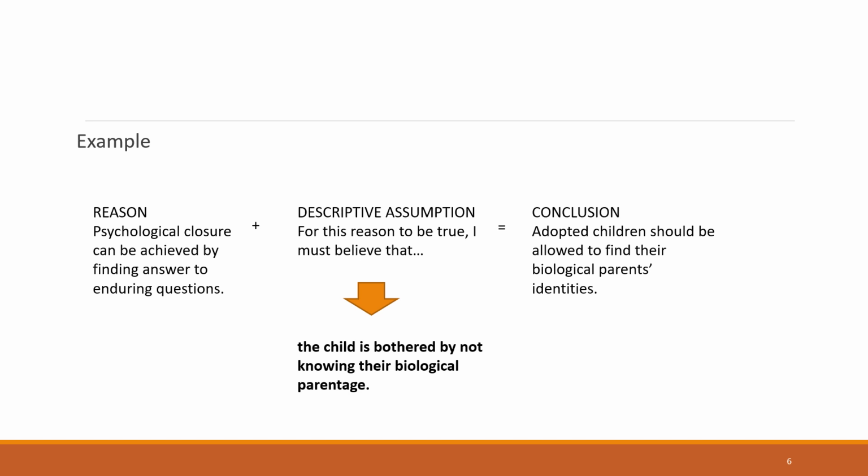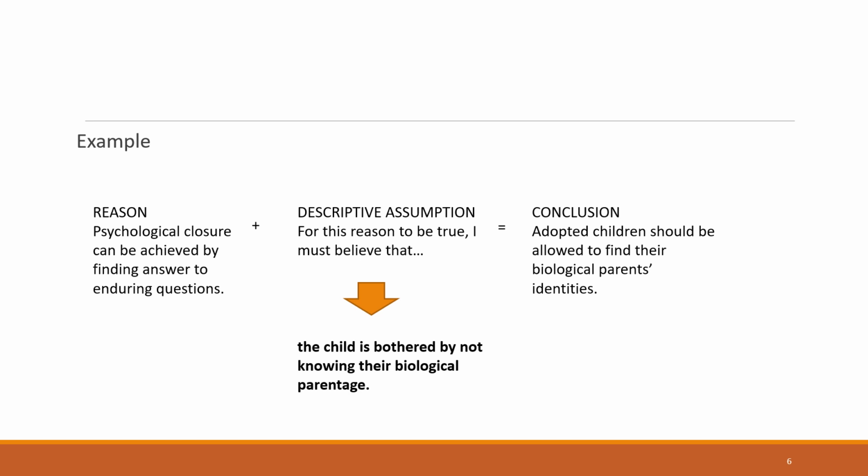This is implying that if a child does not know who his or her biological parents are, then the child finds no closure. And so to strengthen this argument, I have to conclude that the child is bothered by this. And so if this is true, then this strengthens the argument.